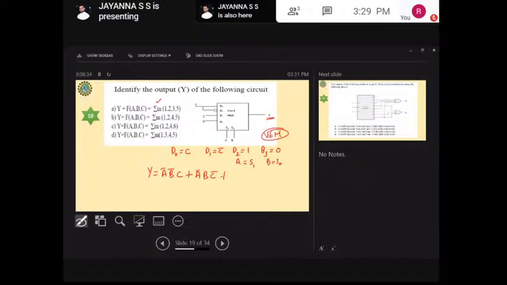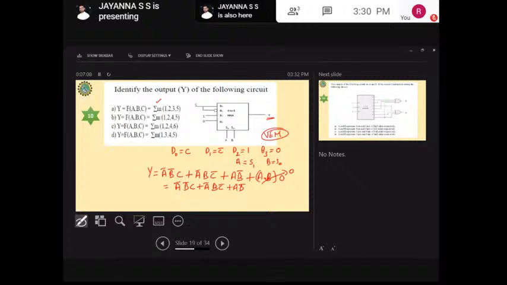Next, coming to the next combination, I'm going to apply 1, 0. 1, 0 means A B bar into 1, so I'm going to get A B bar. Next, I am applying A B into 0, so I'm going to get this term as 0. So I am going to get this expression: A B bar plus A bar B C bar plus A bar B C. Since it is a minimal SOP, this is the minimized SOP expression.